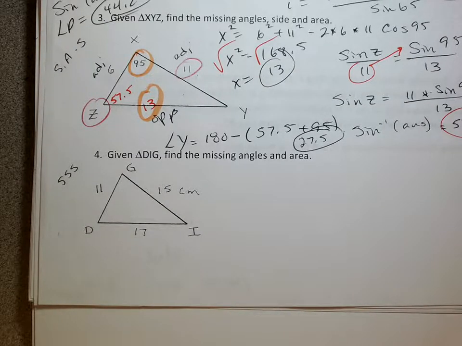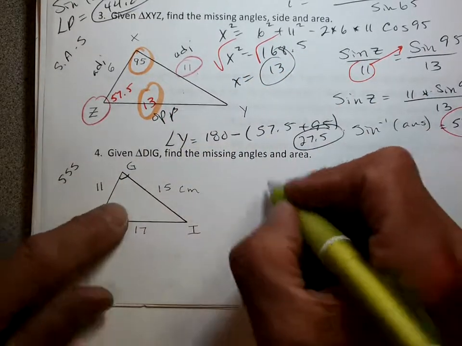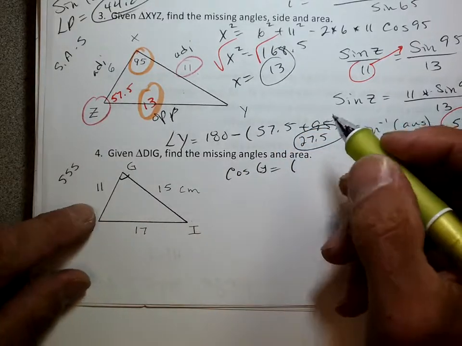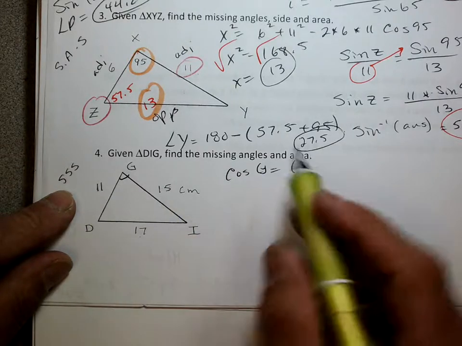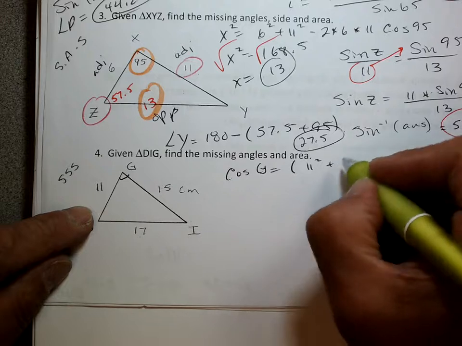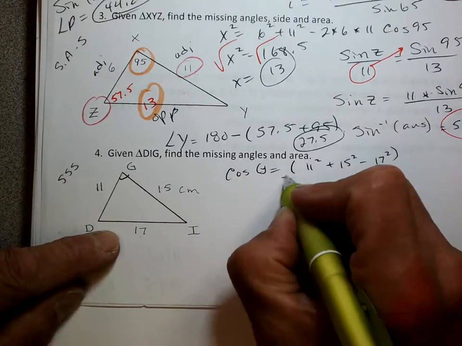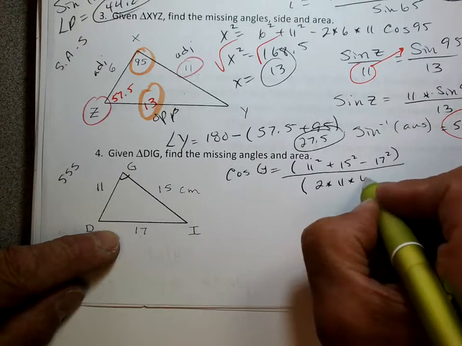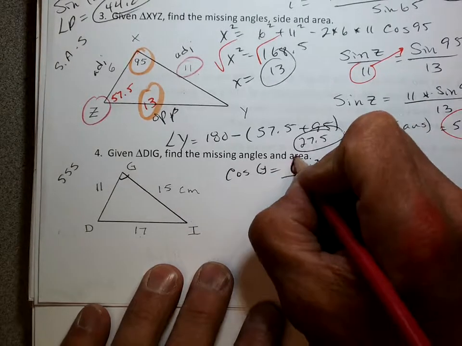So first of all, let's find angle G. I always go for the biggest angle, angle G. So I'm going to go cosine of angle G equals parentheses. These are my 2 adjacent sides, right? That's my 17 is my opposite, so we'll go 11 squared plus 15 squared minus 17 squared all over parentheses 2 times 11 times 15. Okay? Okay. Don't forget your parentheses.